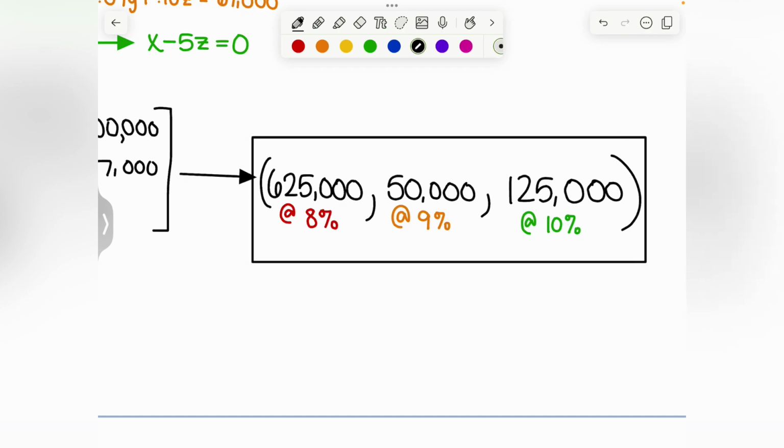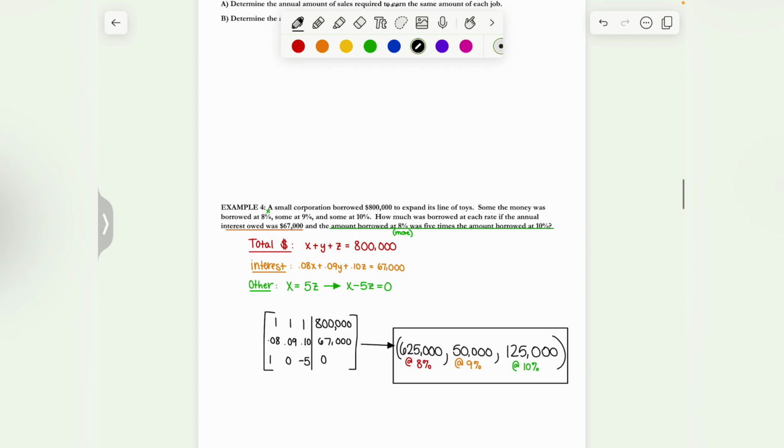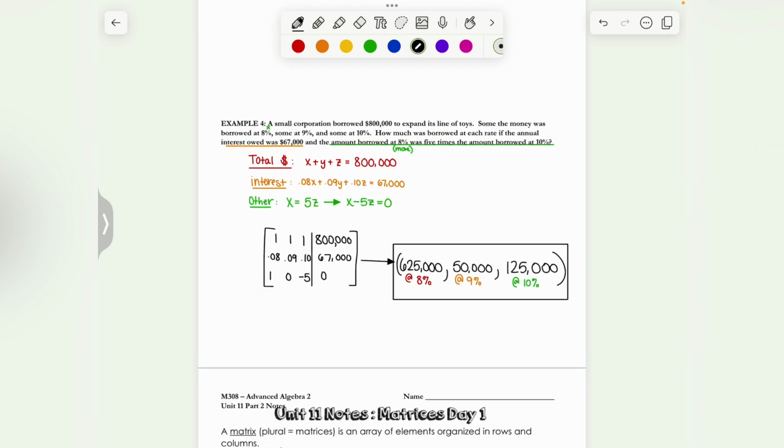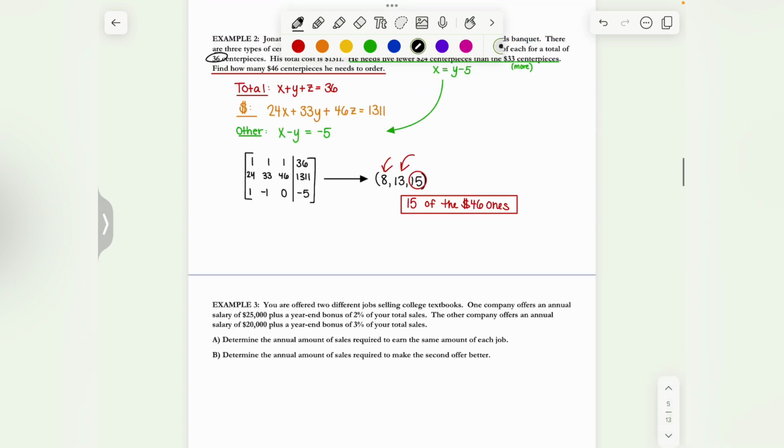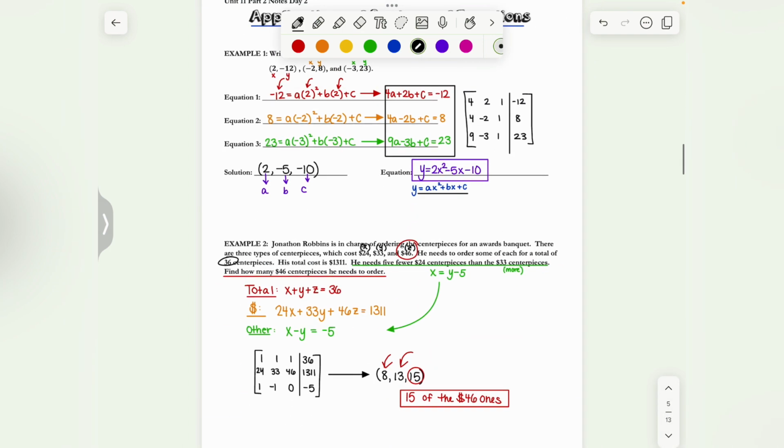So that's really it. I skipped one of the examples. I want you to try the homework tonight. And hopefully these notes help a little bit figuring out how to do these problems. But we can always regroup and talk about it more tomorrow. Thanks, guys.